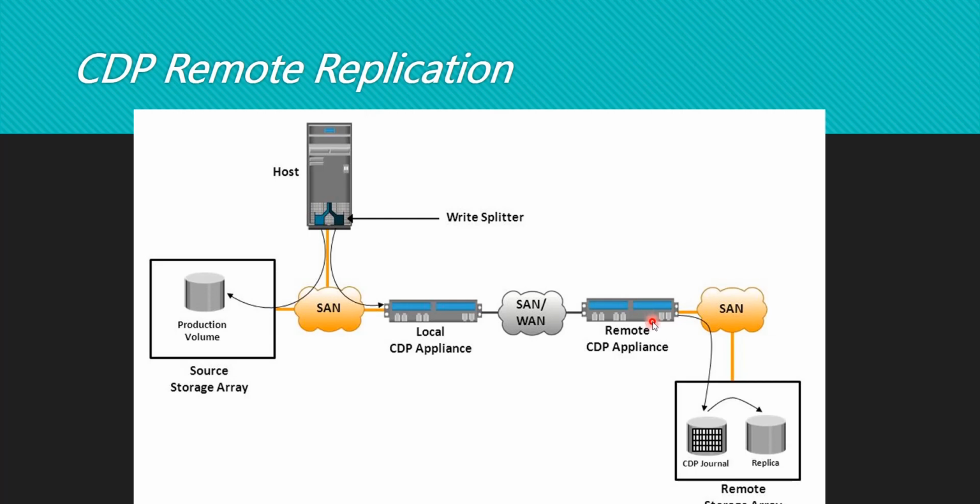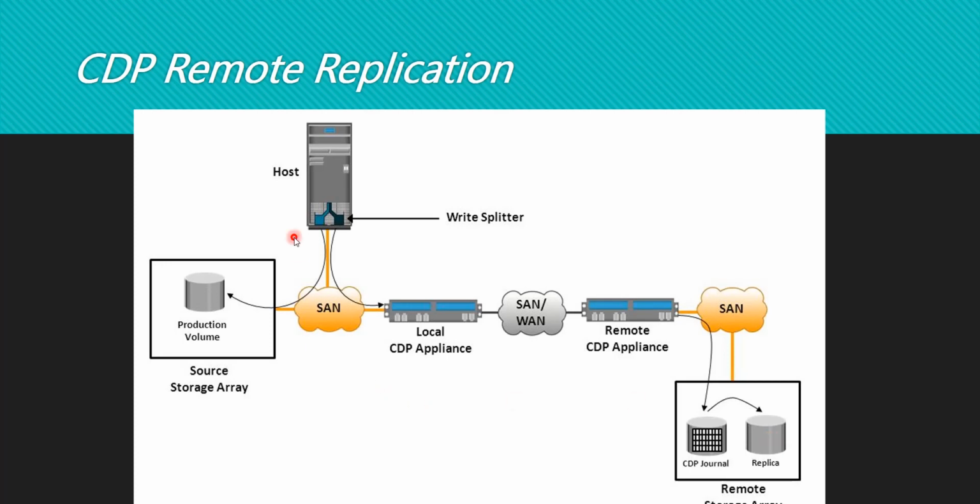It is then sent to the remote CDP appliance. Then the remote CDP appliance verifies the checksum so that there is no loss of integrity, and then it is uncompressed, and after that it is sent to the CDP journal, and at regular intervals it is then sent to the replica.